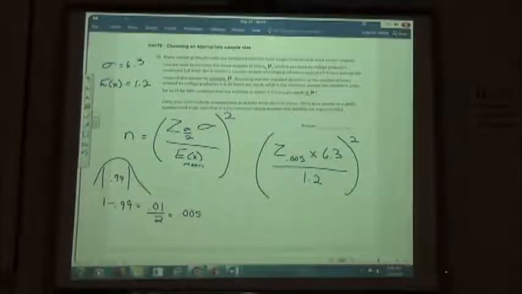Let's do this. Let's see if this will work. Parenthesis, and let's put the division first. There we go. And then we can do the Z sub 0.005 times 6.3, and on the bottom of our fraction, 1.2, parentheses squared. All right, it was not letting us highlight, so I hit the fraction button first and then type the top and bottom in separately.